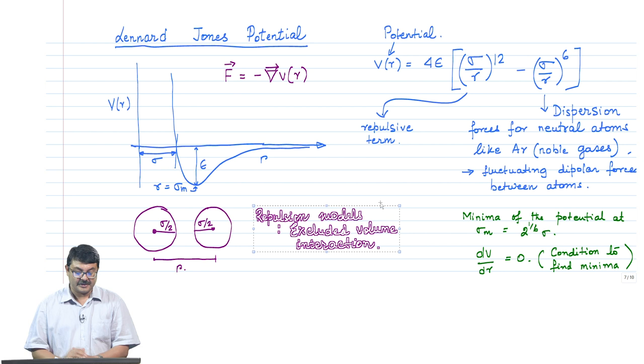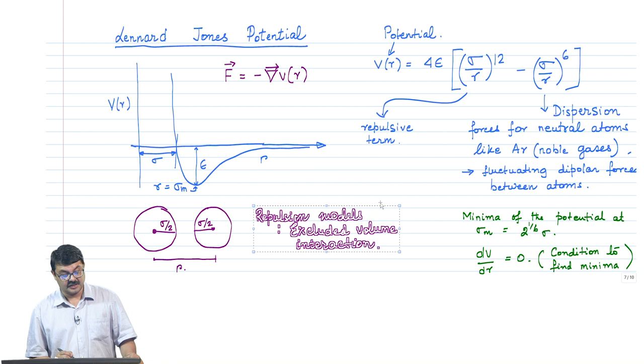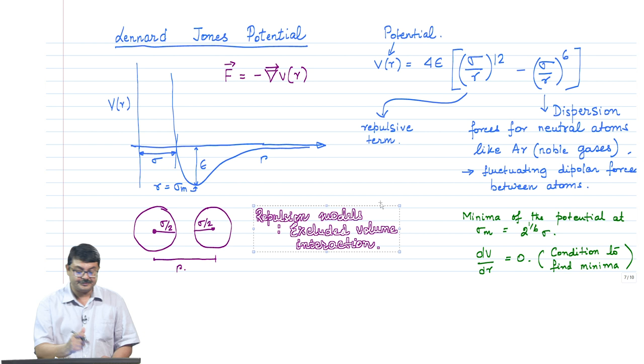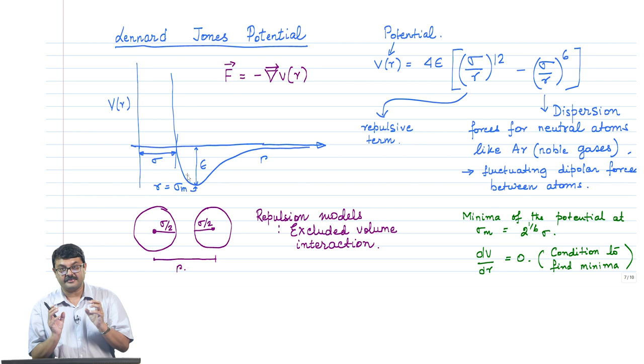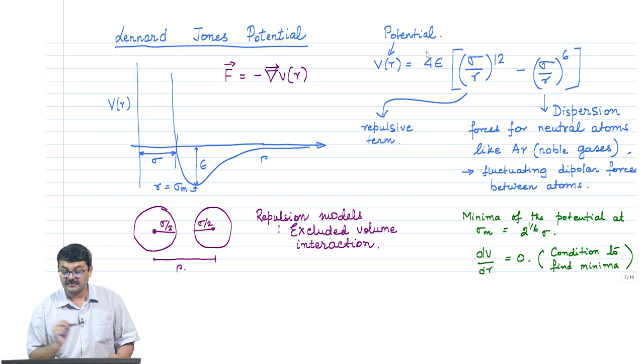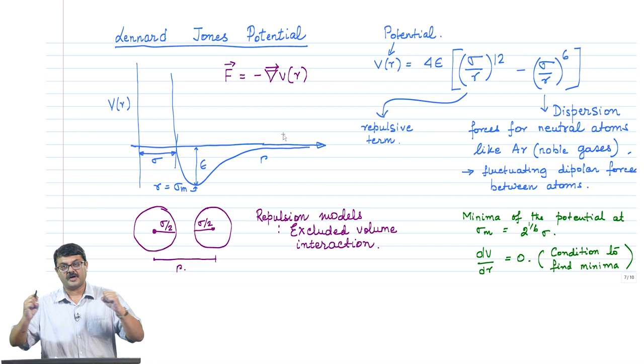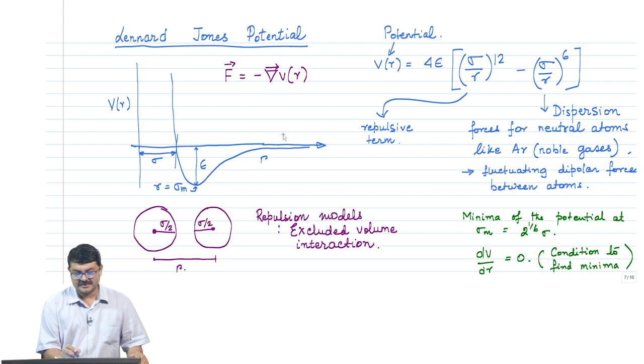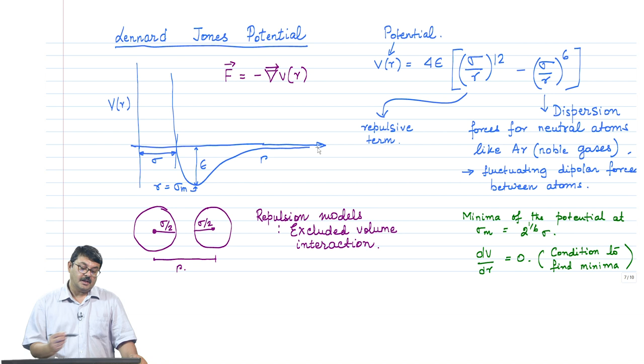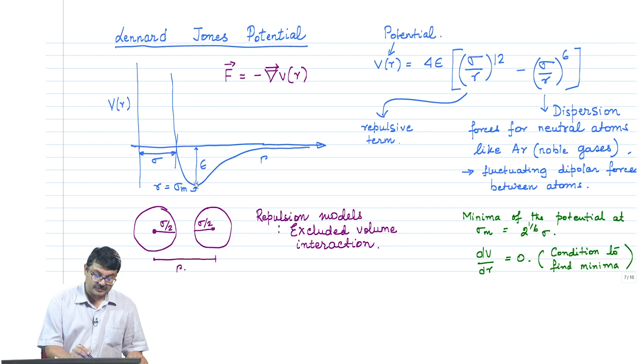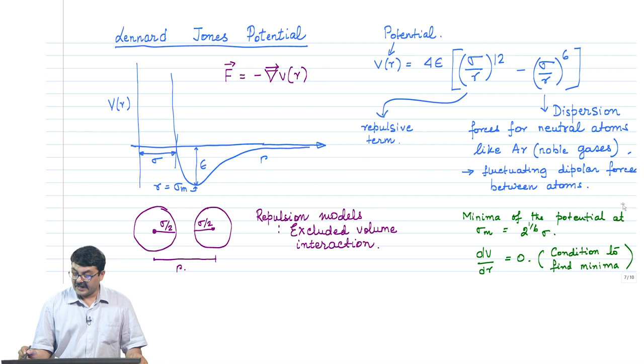At a distance less than sigma, the potential is sharply increasing. At a distance slightly more than r equal to sigma, there is a weakly attractive interaction, well weakly or not, it really depends upon this value epsilon. And at larger distances, if these two particles go farther and farther apart, there is an attraction, but it is very weak, the potential is nearly tending towards 0, negative but 0. The minimum of the potential is at a value of sigma m, and you can calculate the position of the minimum.